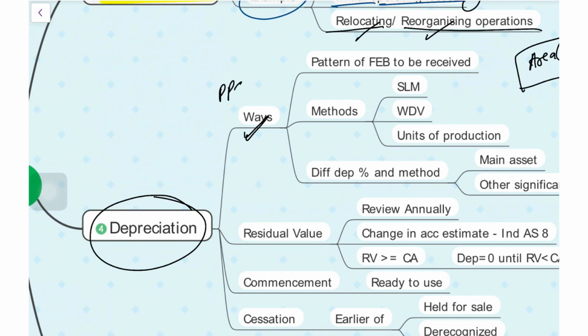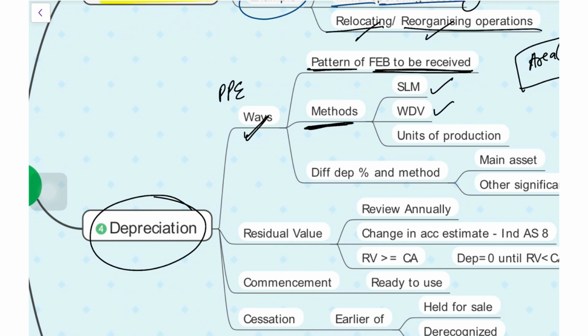So here, how do you depreciate a PPE? How do you depreciate an asset? In the pattern of the future economic benefit that you are going to receive, you have to depreciate that asset in such a way that by the end of its useful life, all the future benefit that you have to receive, you have received it all and there is nothing more to receive. Okay, so that's how you have to depreciate your PPE. So what are the methods by which you can depreciate?